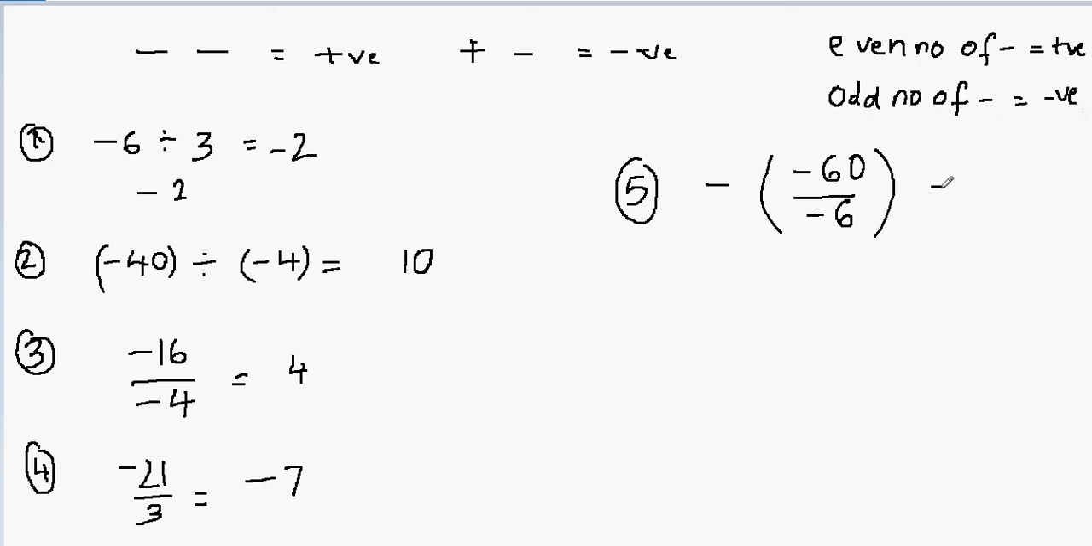So what we can do is just put the negative sign. Now we only have to divide it. 60 divided by 6 will give me 10. So my final answer will be negative 10.